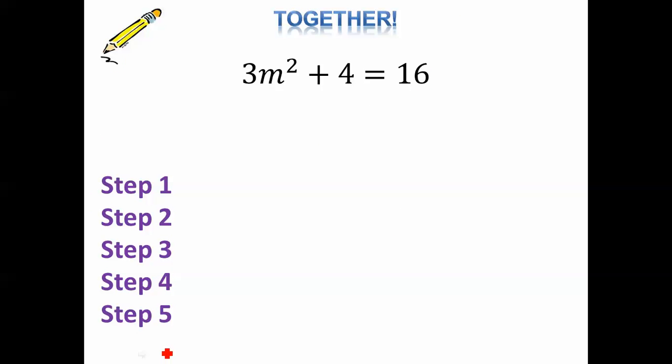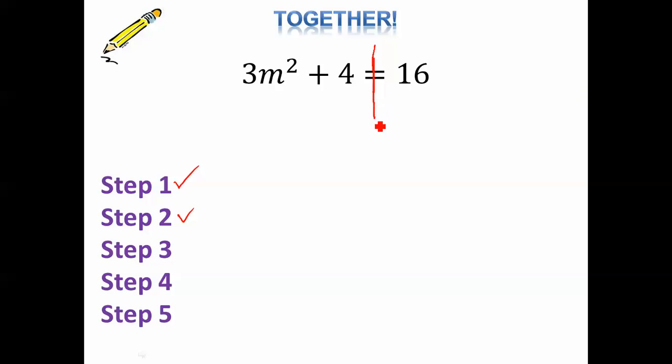Let's look at another one. This one has an m squared. So our first step is fractions and parentheses. We don't have any fractions or parentheses. Step 1 is done. Step 2, combine like terms. We look at this side, there's an m squared and a 4. Those are not alike. We look at this side, it has a 16. Terms are already combined.